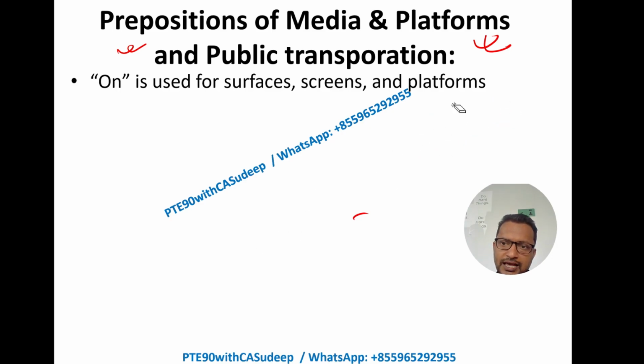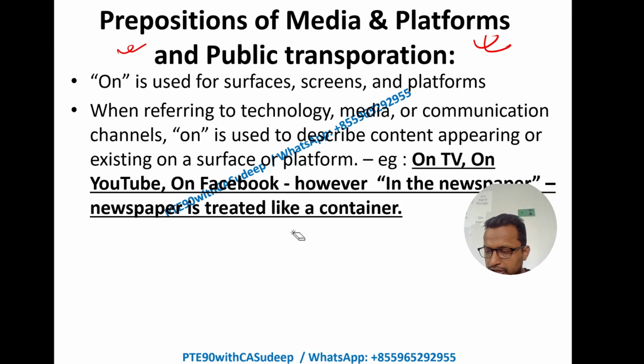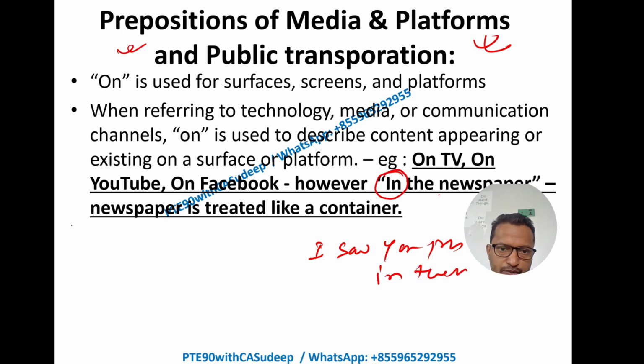The only exception is that if you are referring to something about the newspaper, then I saw your photo in the newspaper. Why? Only the exception is newspaper. Why newspaper? Newspaper is considered or treated like a container. Container, like this is the container, right? So in a newspaper you will have the news, you will have advertisements, you will have photos, pictures, opinions. A lot of things will be there in one newspaper, right? So newspaper is considered a container. That's why the only exception is in newspaper. Otherwise, if you are referring to the platform, media, or services, then always put on. Okay, so this is the only exception.